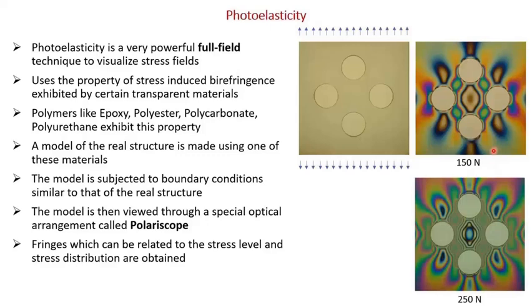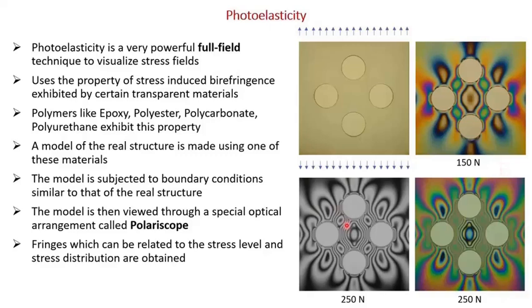Now, the second image, what I am showing here, corresponds to a load of 250 newtons. And you can clearly observe one thing. The number of fringes has increased and they have become more closely spaced or dense. So if one were to use monochromatic light, instead of colored fringes, you will see black and white fringes.